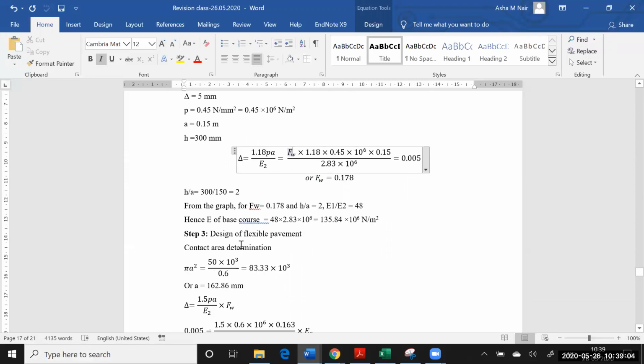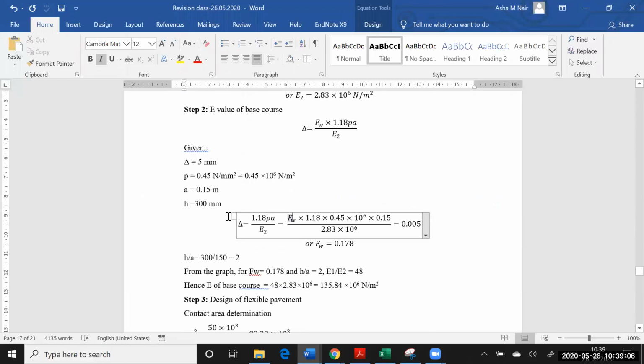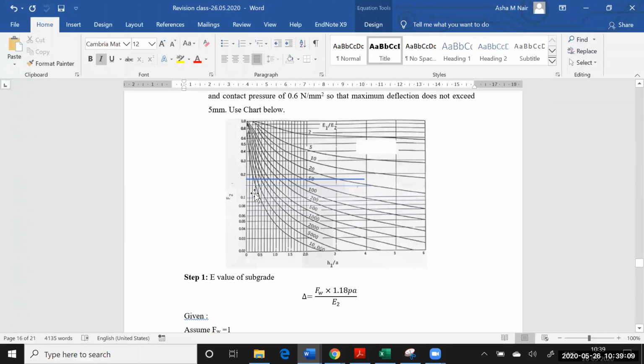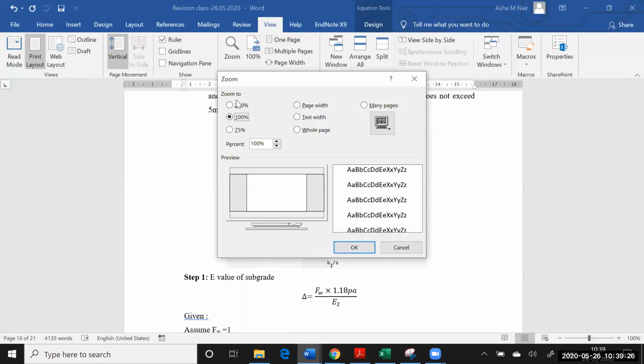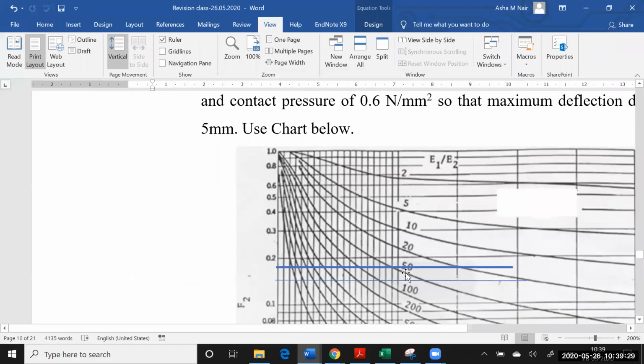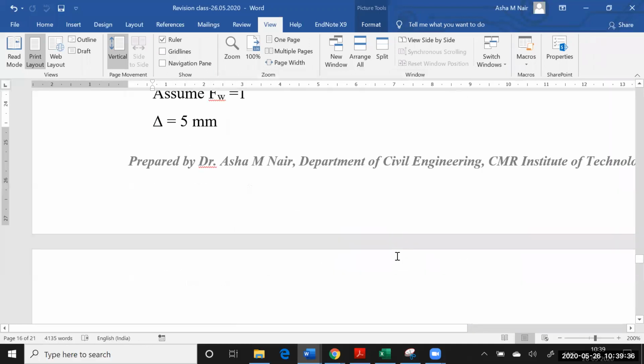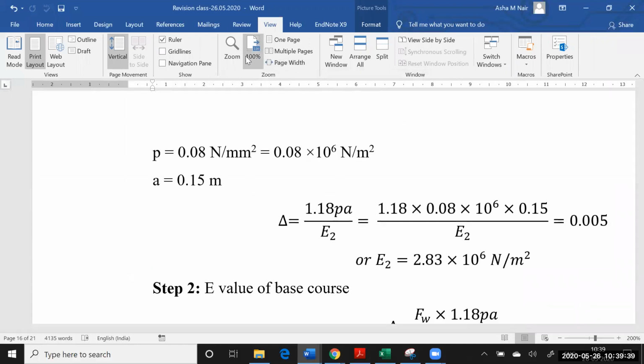Knowing Fw equal to 0.178 and H by A is equal to 2, substitute this here. You can see here, this is 0.178, so I put it here. And this is equal to 2, which is nothing but here. So you get it as around 48. So you'll get this value as somewhere around this point. It is not at the 50 line, it's above it, at the intersection point, which is 48.